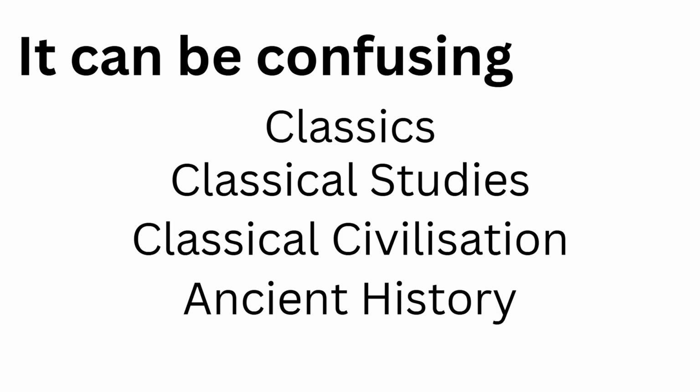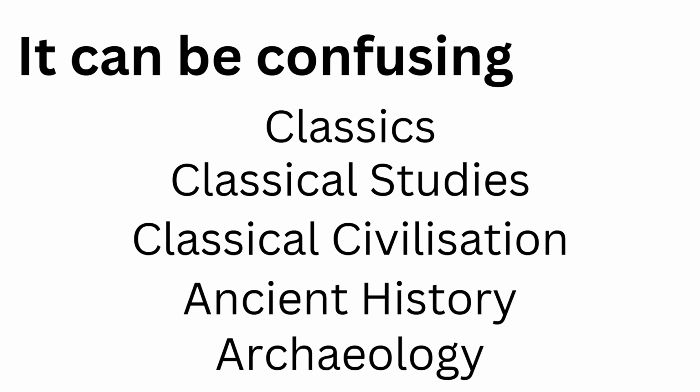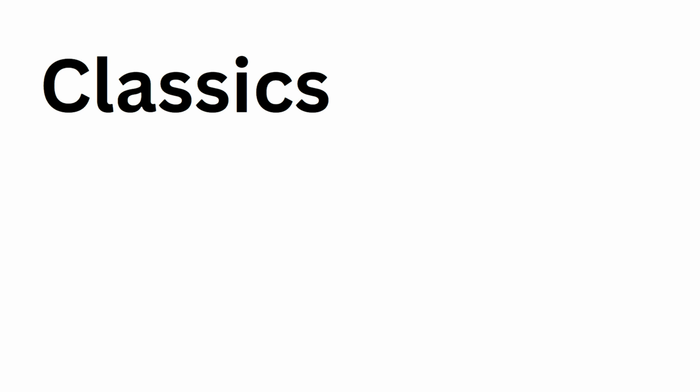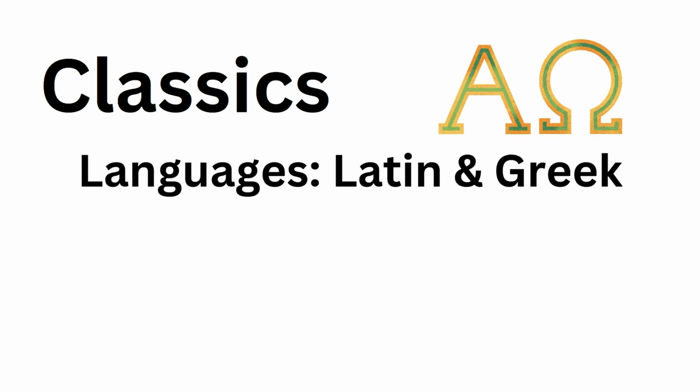Now, it can be really confusing deciding which course to look at because they all have very different names. So we're going to have a look at what each of these entails and what you might need to get onto these courses. I'm going to start with what they all mean. So classics is sort of the umbrella term that people use to discuss the ancient world. However, that is not what a university means when they say they are offering a classics course. Classics specifically is about the languages, the Latin and the ancient Greek.